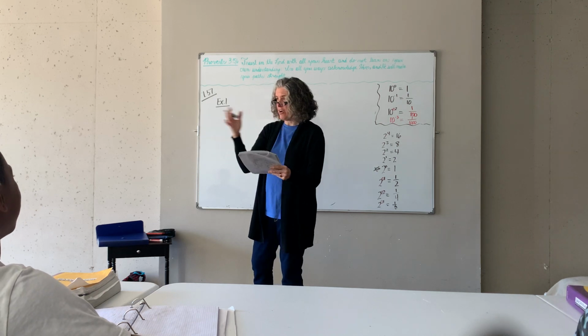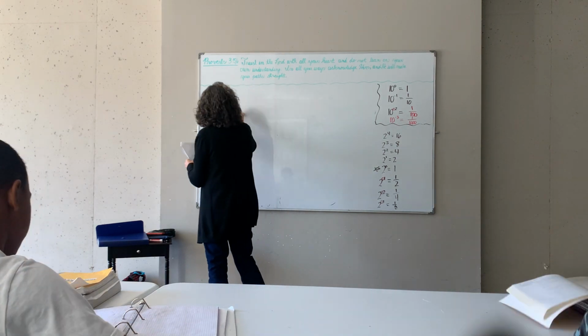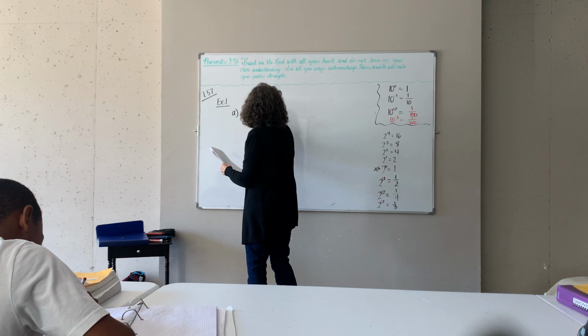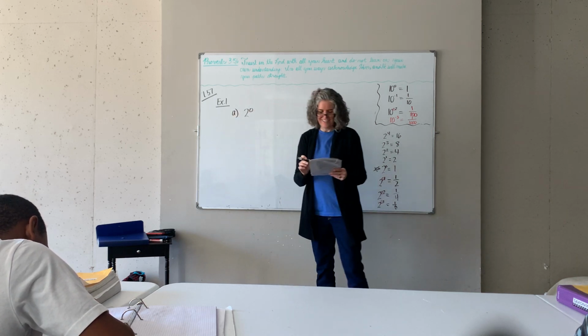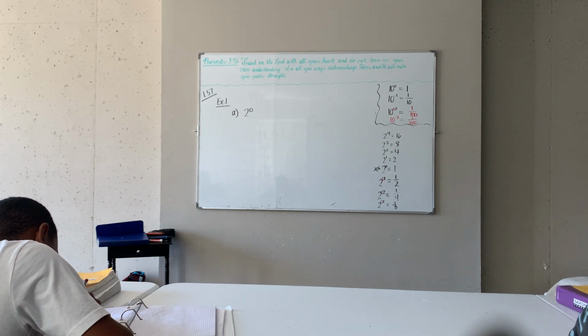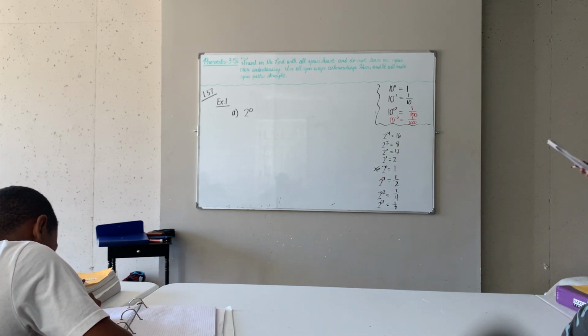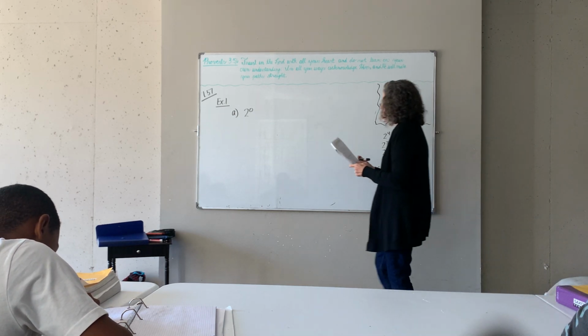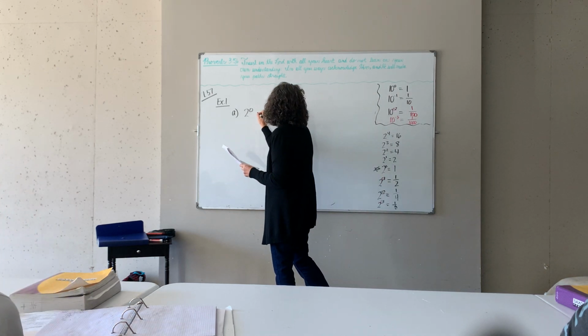Okay, here's the actual example. That was all the background knowledge. Write the answer to this. A is 2 to the 0. You should very quickly write what that equals. And it's not 0. What is it? It's 1.